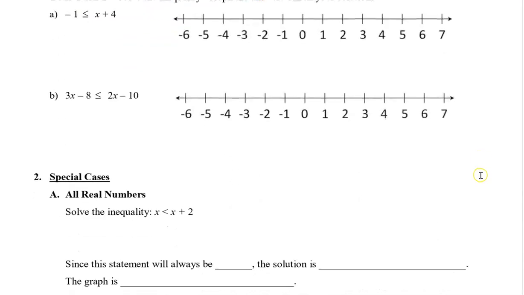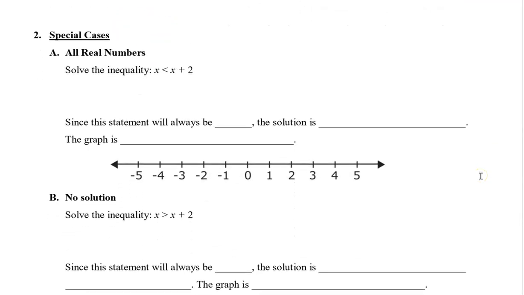Next, we're going to take a look at 2 special cases. In this first case, it's called all real numbers. So let's see why it's titled like this. So here I have the question, solve the inequality, x is less than x plus 2. So I'm going to subtract x so I can move my variables to my left side. But I notice that when I do that, the variable crosses off on the right side, but it also crosses off on the left side. So what I have is that 0 is less than 2.